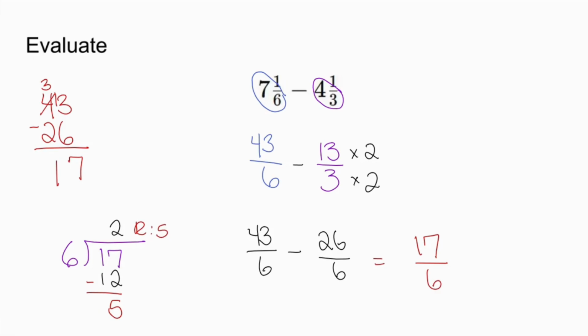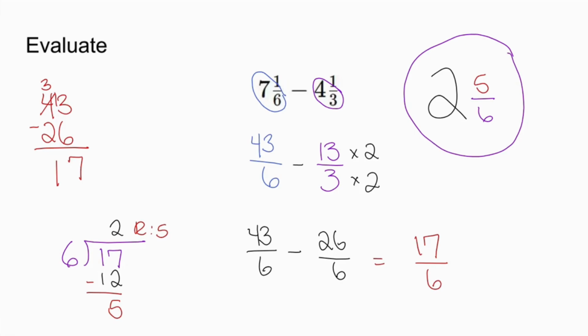Remainder of 5. The way I turn that into a mixed number is my quotient, 2, is my whole number that goes in front. My remainder of 5 is the numerator. And my denominator is still that 6. That hasn't changed. So my answer, when all is said and done, is 2 5/6.